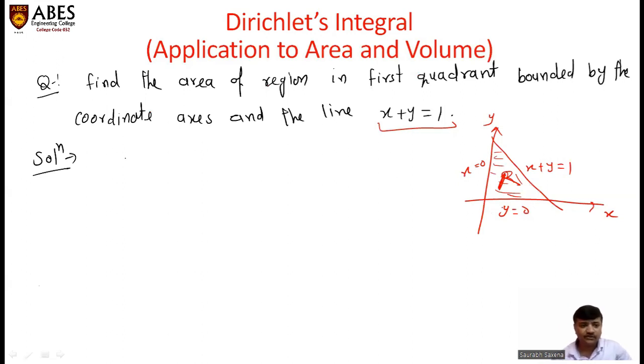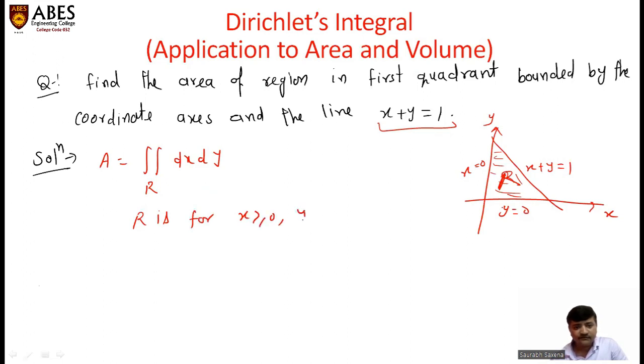area of this region R is to be evaluated. Now what is the formula for this? The same. Area is equal to double integral dx dy over the region R. Now think, what is R? R is x positive, y positive, that is the region is on the right of the y-axis, that is x positive, above the x-axis, that is y positive, and x plus y is less than or equal to 1, down the line x plus y equals 1.